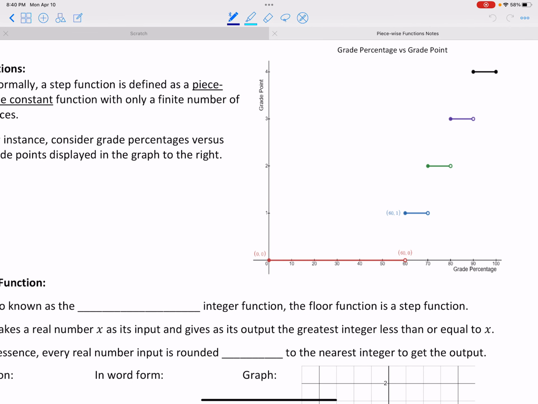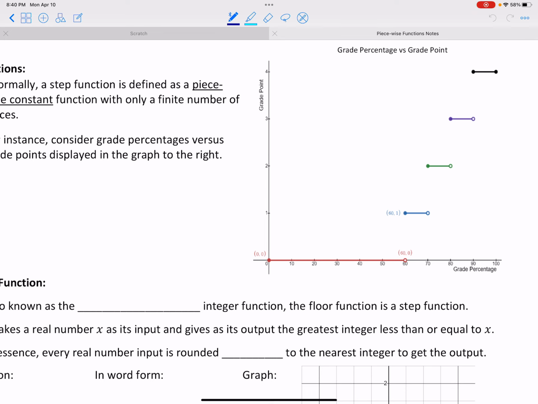But this is a step function, and maybe the name of this type of function makes sense. So it's piecewise. We can see pieces of functions in there, but we also call it a step function because each of these pieces looks like a step, like you could sort of take steps up a ladder here. And then a piecewise constant function here. The step function is a piecewise constant function because you can see each of those pieces is constant, it's flat, it's not increasing or decreasing.